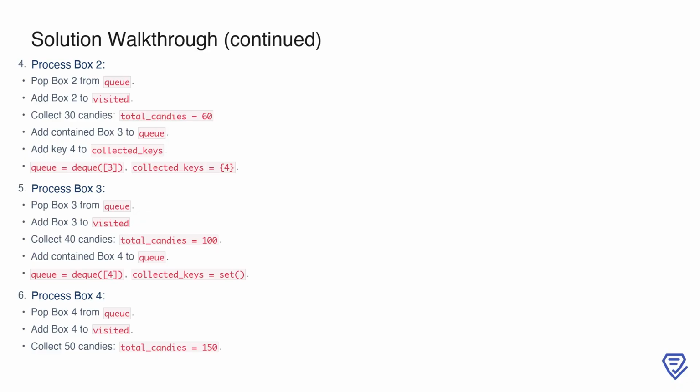Finally, we process box 4. It is removed from the queue and marked as visited. Box 4 contributes 50 candies, bringing the final total_candies to 150.